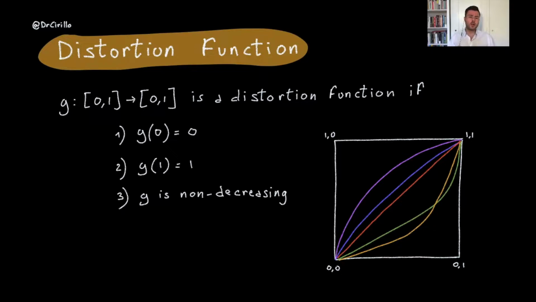Now, why are distortion functions relevant to us? They are important for us because thanks to the use of distortion functions, I can actually generate a new probability measure starting from an existing one. How? Let's see the following.